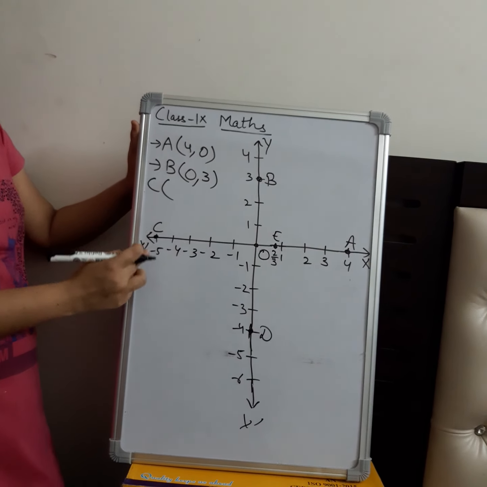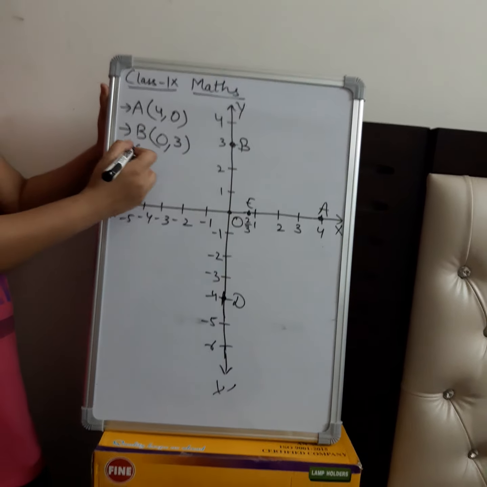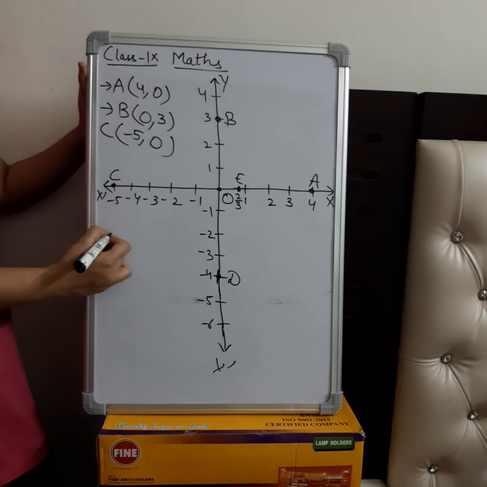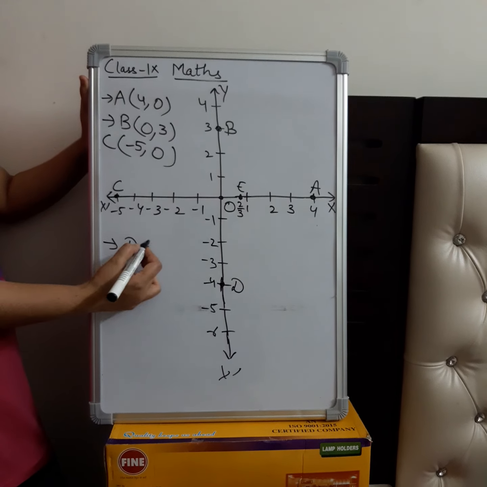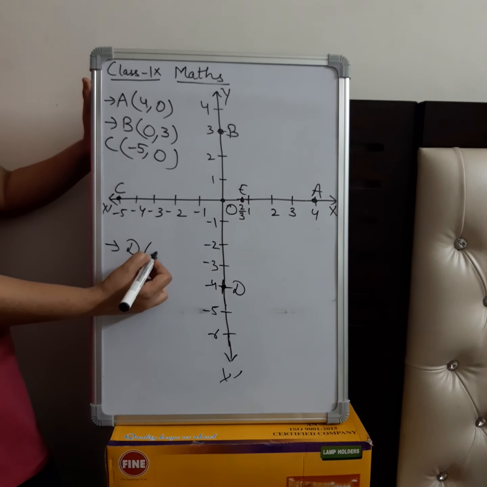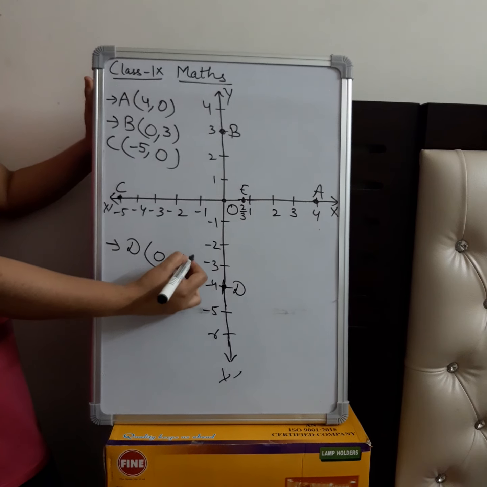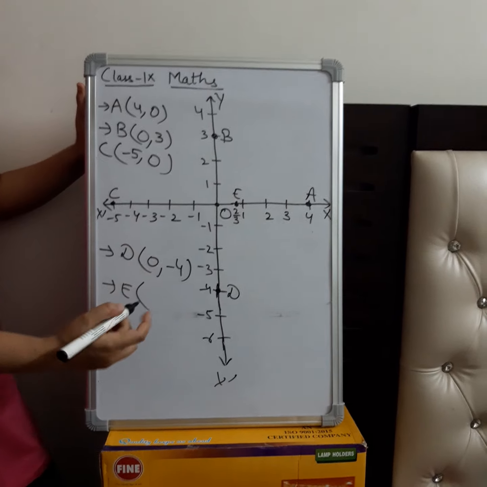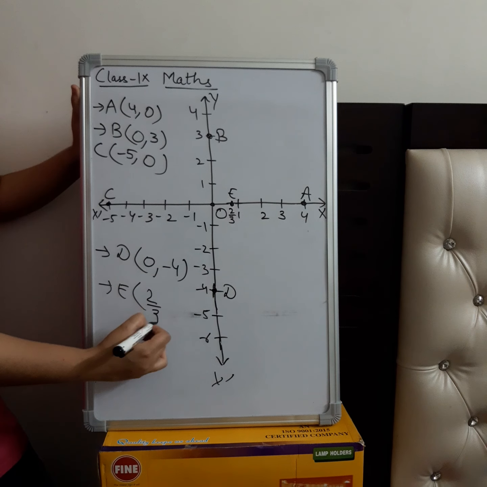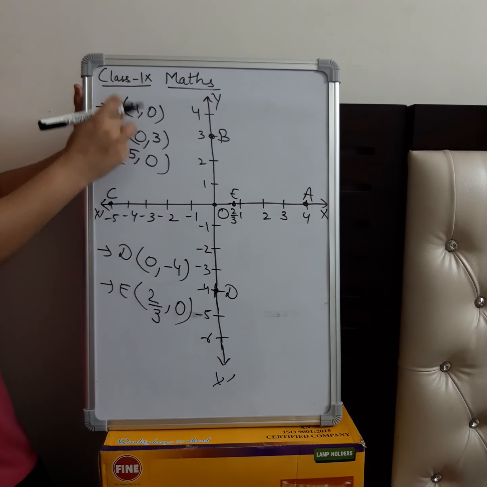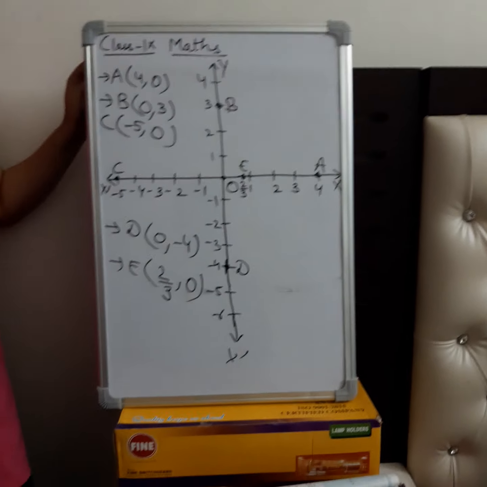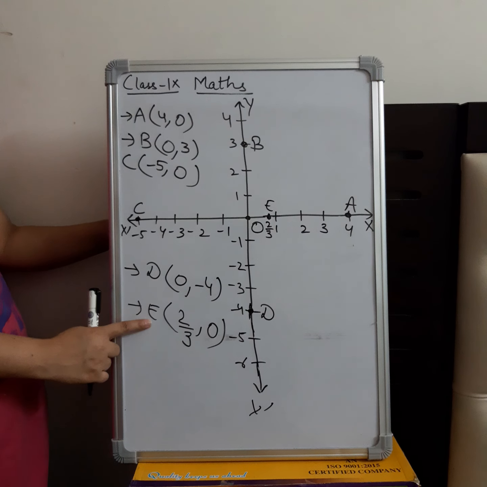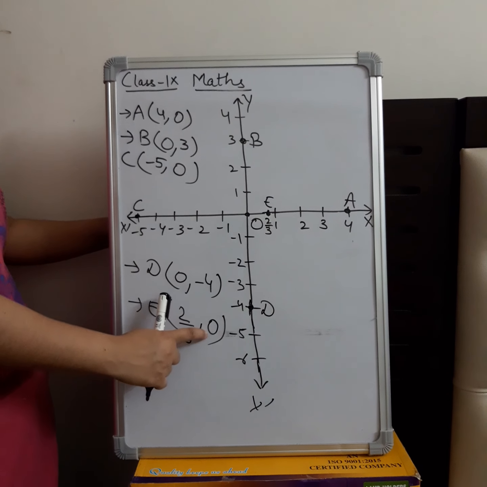Similarly for C. See, again it is on the x-axis. So (-5, 0). This is for C. Next I am writing for D. D is on the y-axis, so x is 0, comma -4. Similarly E. Again E is on the x-axis. So (2, 3) comma 0... So these are all the coordinates of these points. So the coordinates of point E are (2/3, 0). That's it.